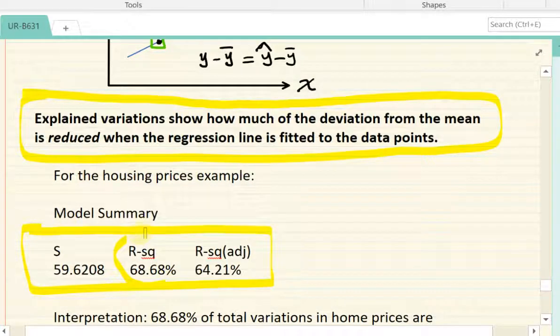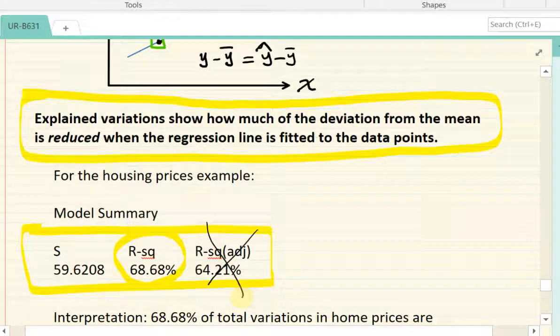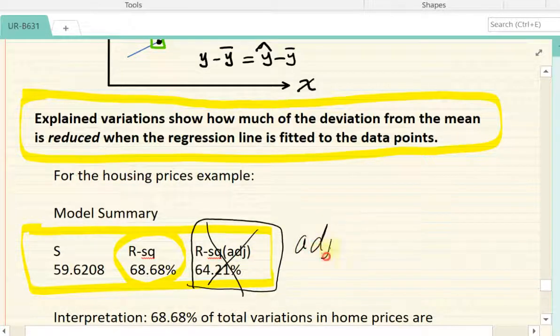So here's R squared. You see that? 0.6868. Next to that we have R squared adjusted. The adjusted is 0.6421, so it's 64%. Well, what is the difference between them? In a first order regression model, which means one independent variable, we ignore that, because we only have one variable. But in multiple regression, we actually keep track of this. The word ADJ here means adjusted.